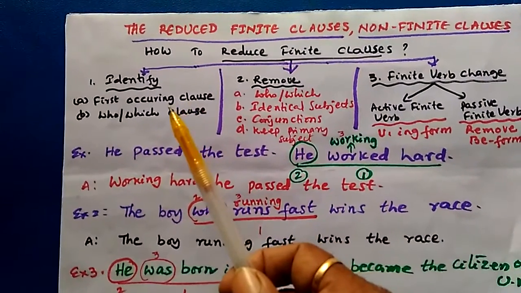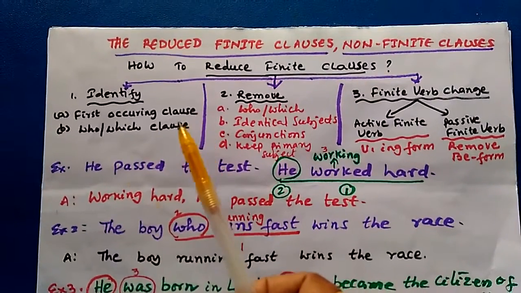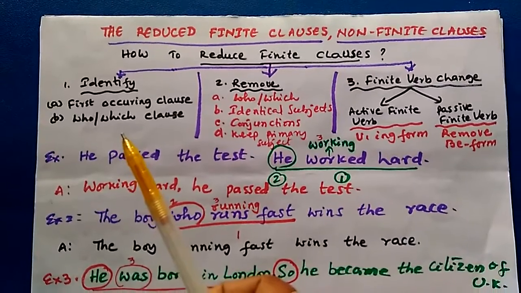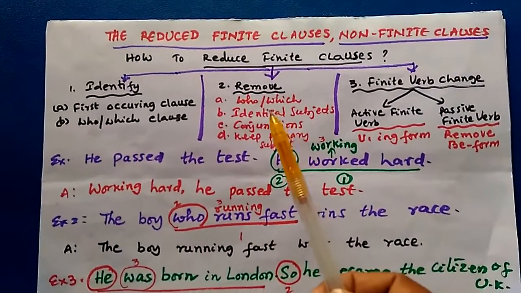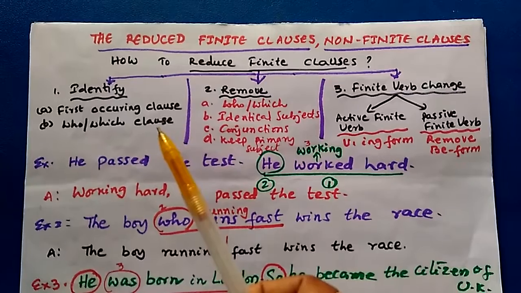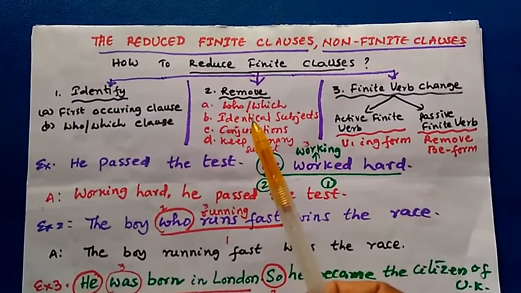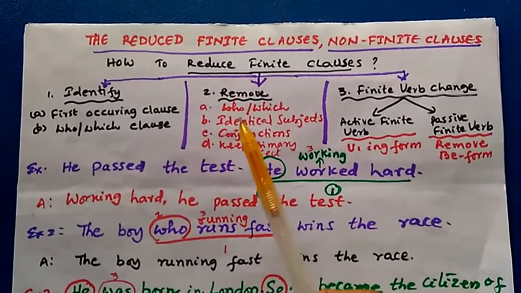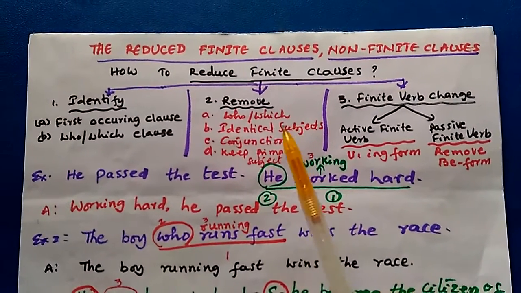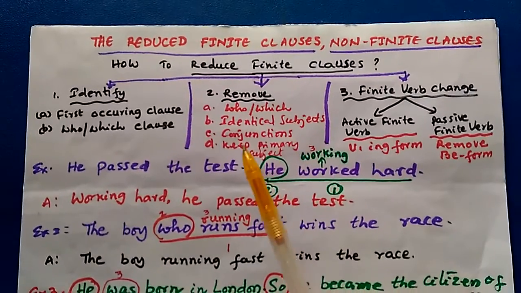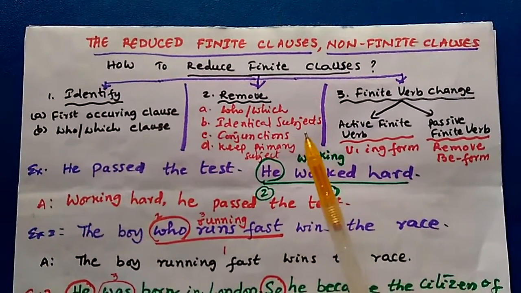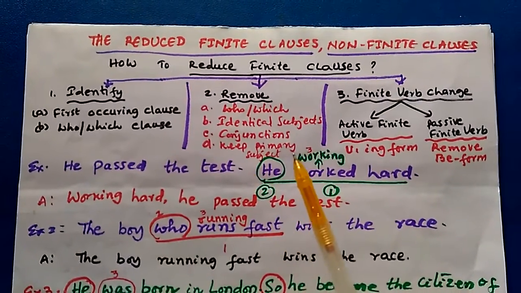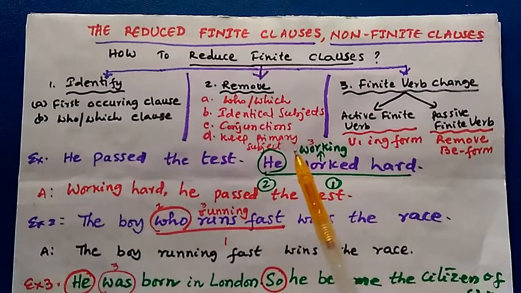One, first we have to identify the first occurring clause, or the clauses which start with relative pronouns or relative adverbs. And second step, after identifying these clauses, we have to make necessary changes in it. What are the changes? We have to remove who or which and other relative pronouns, and identical subjects are to be removed, and conjunctions are to be removed, and we can keep only one primary subject.